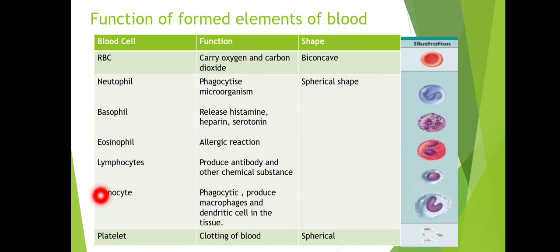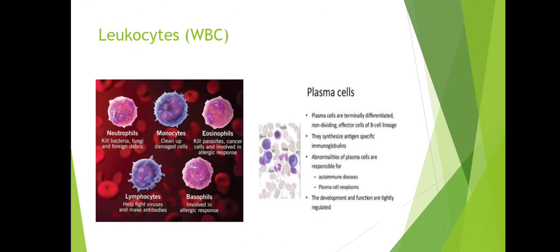Then monocytes are phagocytic. They engulf bacteria or any other debris which invade the cell, and produce macrophages and dendritic cells in the tissues. These macrophages and dendritic cells also have a phagocytic nature in the tissue. Then the platelets help in clotting of the blood. They are spherical shaped.